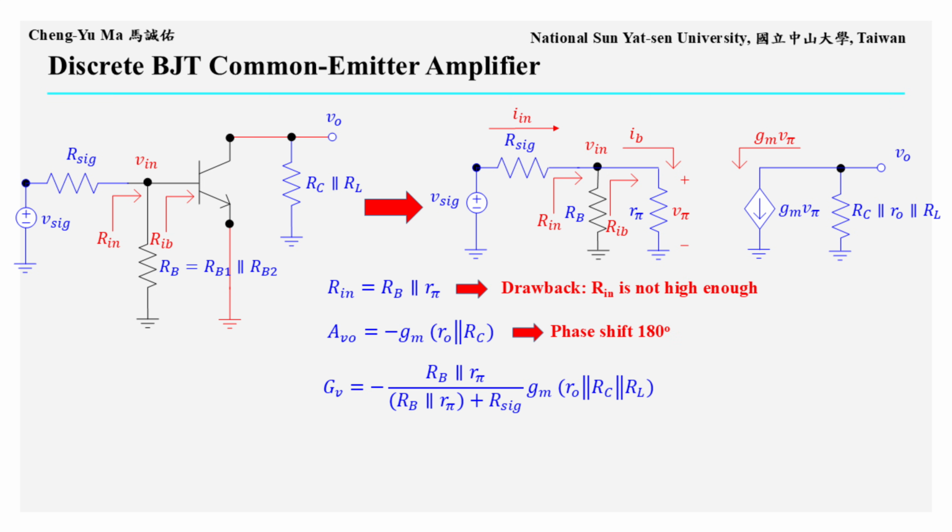To summarize this CE voltage amplifier, the input resistance is Rb in parallel with Rpi. Usually, Rb is much larger than Rpi, so Rin approaches Rpi. As mentioned before, this input resistance is not high enough for an ideal voltage amplifier. The open circuit voltage gain Avo is negative gm times Ro in parallel with Rc. The negative sign means that the input voltage signal and the output voltage signal have a 180-degree phase difference.